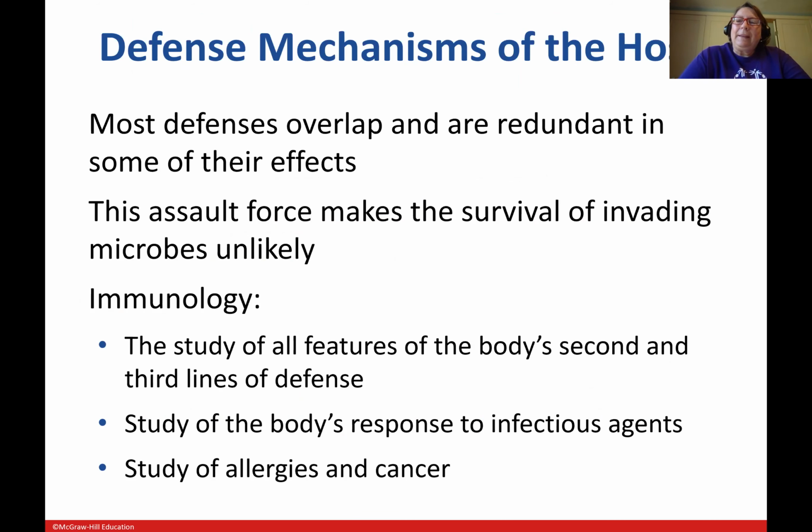Okay, so as I said before, this is a network of responses, and a lot of these defenses overlap and they're redundant. And the whole idea is if you have a pathogen that's trying to set up shop, you want to throw everything that you have at it. And if it gets past one defense, you want another one right behind it to be able to stop it from being able to cause disease. Okay, so each of these individual responses, whether it's a chemical response, whether it's a physical response, whether it's a cell trying to eat it, whatever that is, when you add them all together, it makes the survival of that invading organism much less likely.